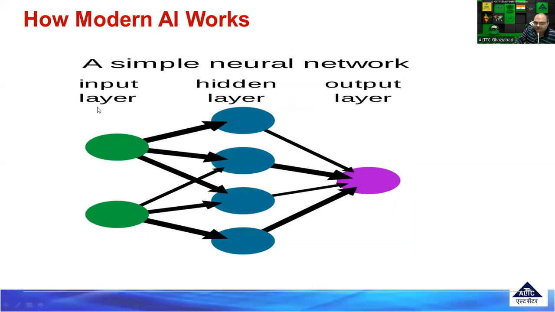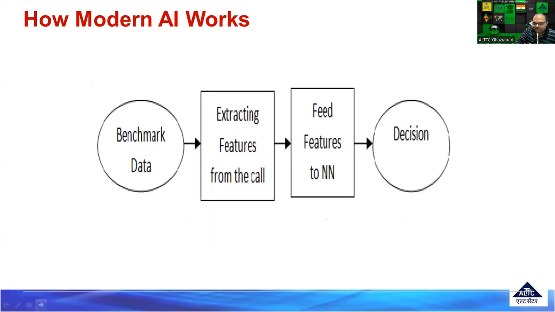This is how modern AI works: a simple input layer, hidden layer, output layer. I will discuss modern AI a little more in some other lecture. This is basically modeled on the human brain. Inside the human brain we also have neurons, and we want accuracy in AI comparable to human intelligence. This is the benchmark data: extract features from the call, feed the features to the neural network, and then make the decision. Here the entire AI comes into existence.